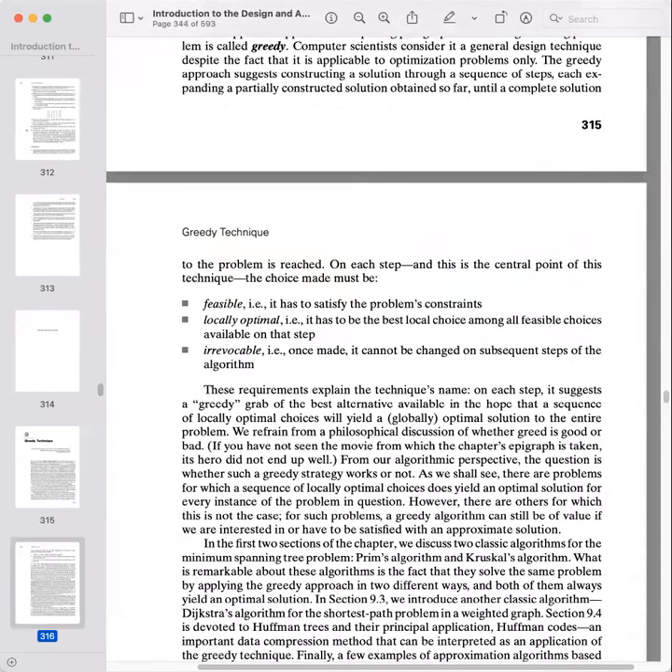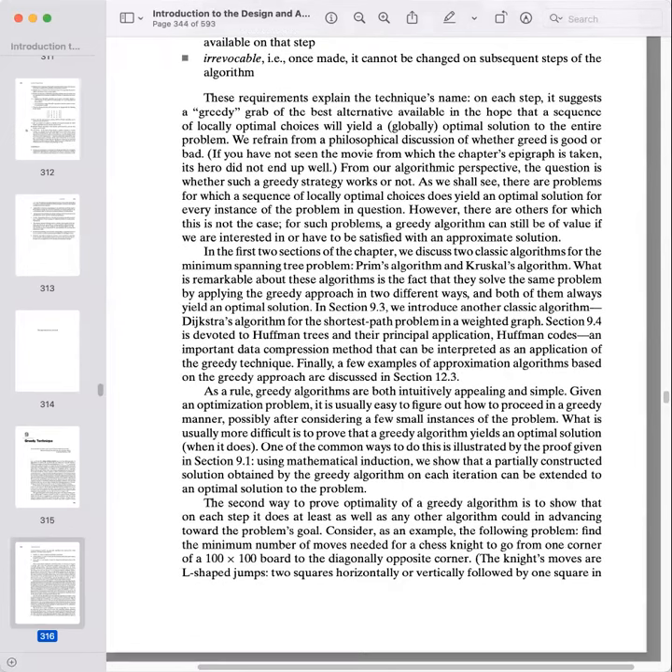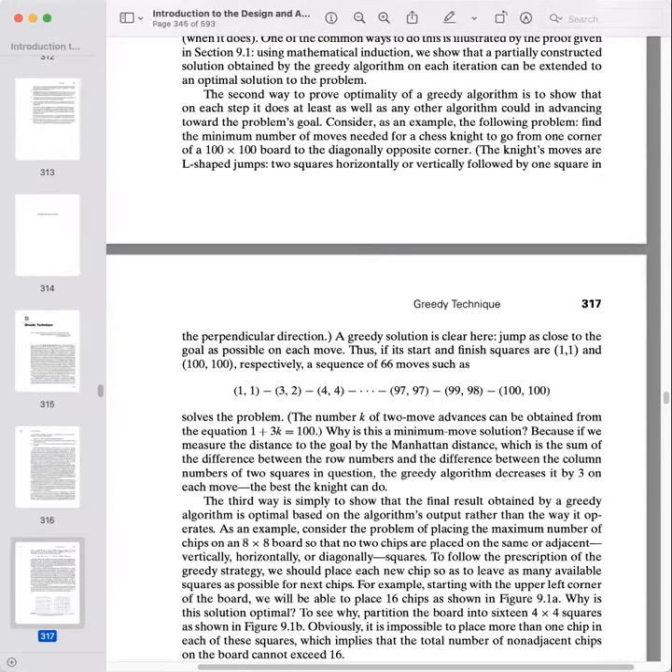With these, it has to be either an optimization problem or one that we can put into this kind of form, because there has to be a better or a worse solution. When we're looking at these, each step has to be feasible. It has to be locally optimal, the best choice among all the feasible choices you have at that step. And it has to be irrevocable, meaning once you make it, you're not going to unmake it. So this is not branch and bound that we talked about in the last chapter at all. This is a different technique. At every step, you take the best option that you have.